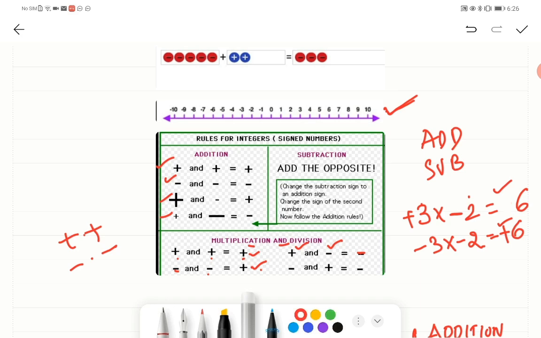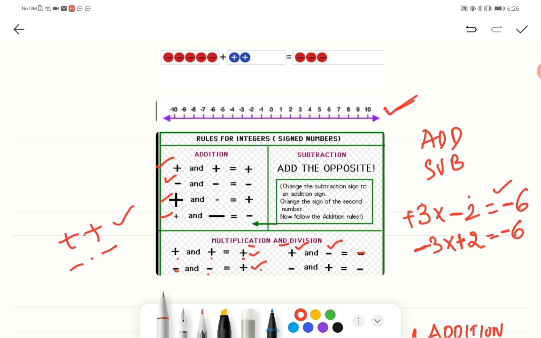It is going to be minus. In the same manner, if we are taking this as minus 3 and this as plus 2, what is your output? It is minus 6. So just remember this rule.